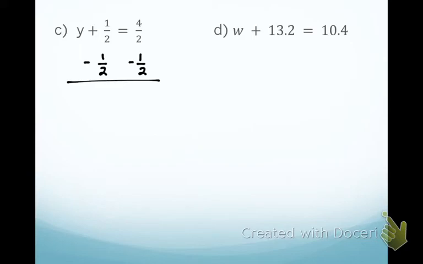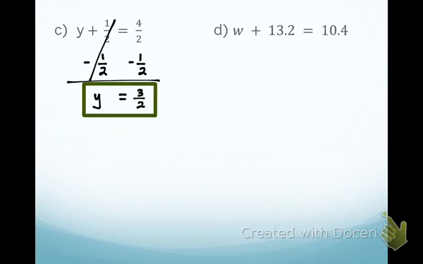Heather, what happens to positive half and negative half? You are right. They cancel out, they equal 0, and on the left side, I am simply left with a Y. Everybody drop down your equal sign. Remember, once again, you want to drop it down to where it's right underneath the other one, okay? Halen, what is 4/2 minus 1/2? 3/2 is correct. So our correct answer is Y equals 3/2.